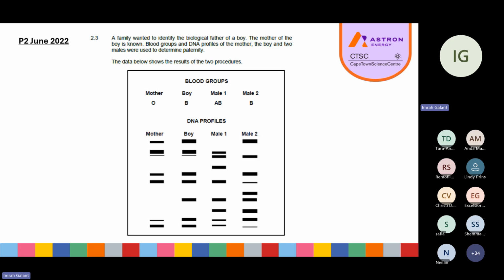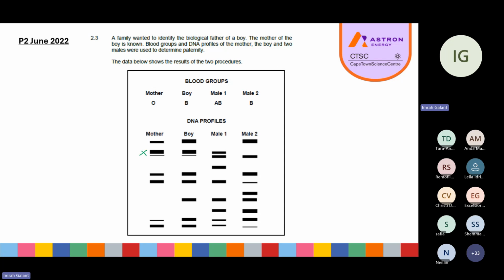So when you are trying to figure out the paternity, the best thing to do is to use a ruler and move down, and you're going to compare the bands by checking the spacing of the bands as well as the thickness of the bands. So first thing is you would compare the boy and the mother, so we can look at the bands.